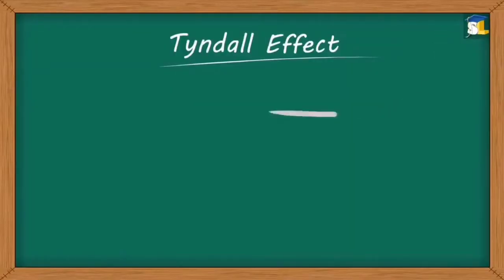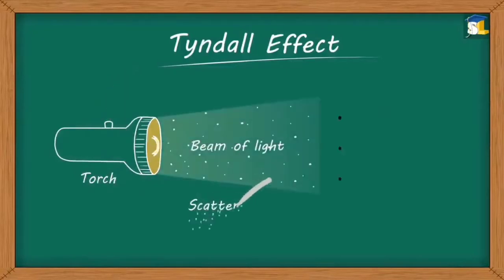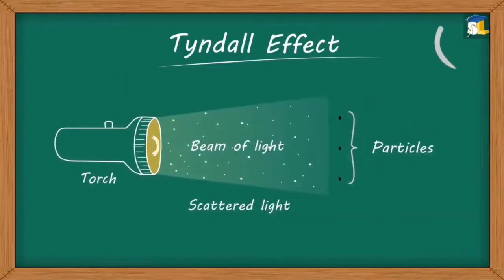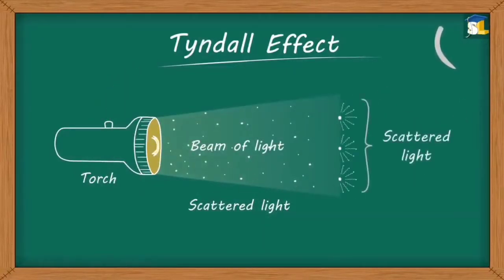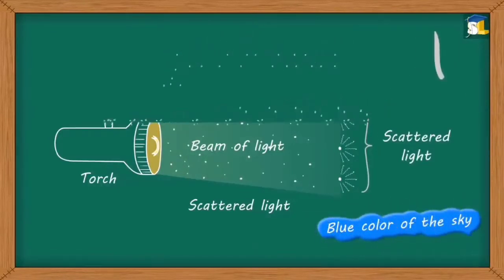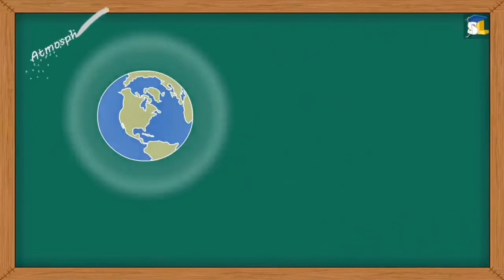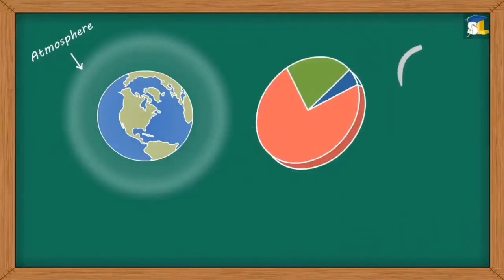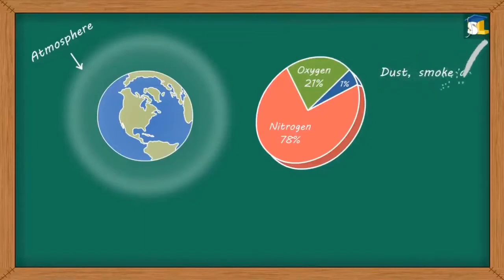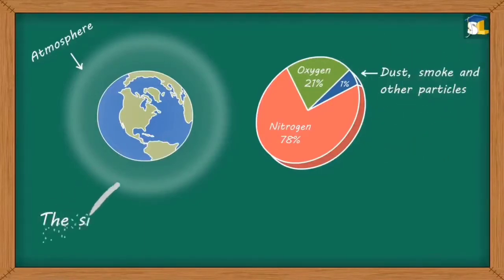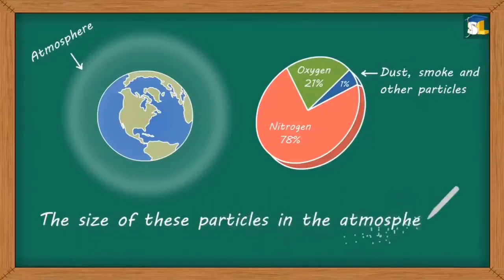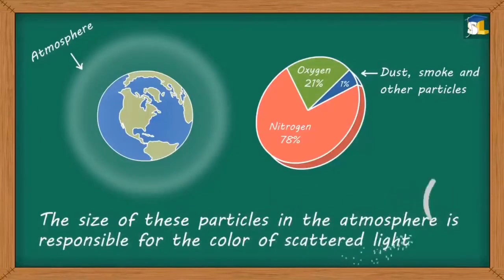Tyndall effect is a phenomenon in which a beam of light scatters on striking the particles present in its path. This scattering of light is responsible for the blue color of the sky. We know that our atmosphere primarily consists of oxygen and nitrogen particles, along with dust, smoke, and other particles in comparatively smaller proportions. The size of these particles in the atmosphere is responsible for the color of scattered light.